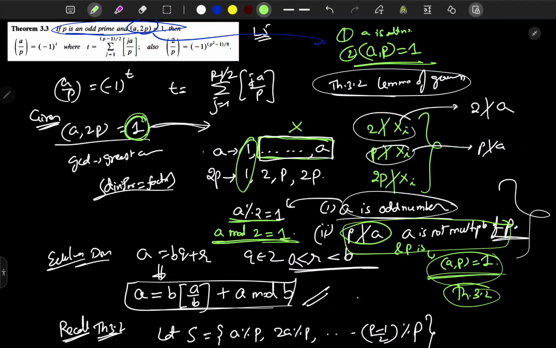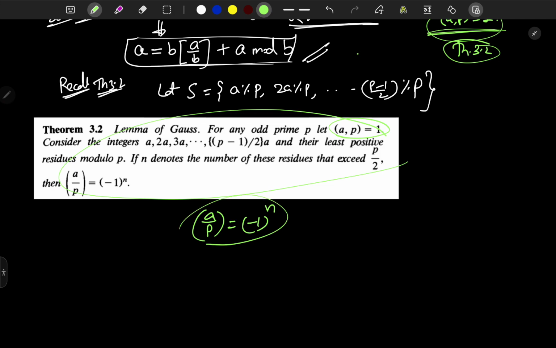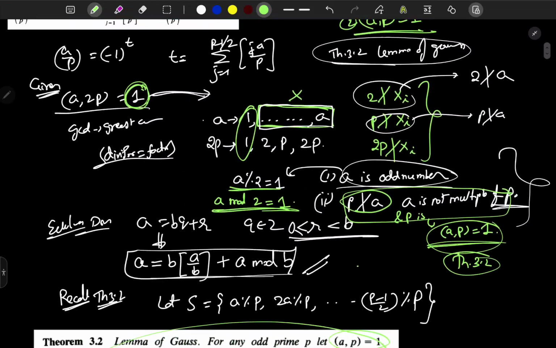So from this I can directly write, using this 3.2, what can I write? (a/p) is equal to (-1) to the power n. Happy? Okay, nice. Where n is, in this set, how many numbers exceed p by 2, that is the value of n.